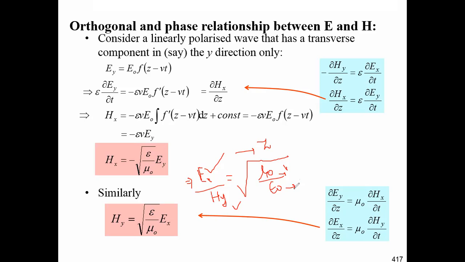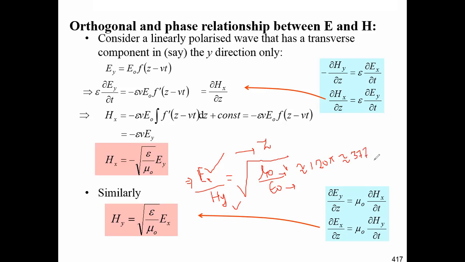10 raised to minus 9 by 36 pi, or in other words, 8.857 into 10 to the power minus 12. If you put this value, this will come approximately 120 pi. And very, very important, in other words, this is approximately 377 ohm.